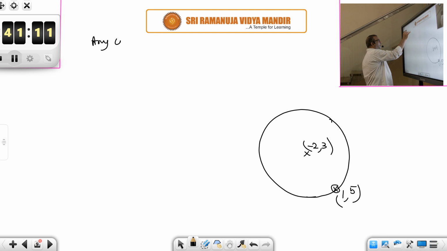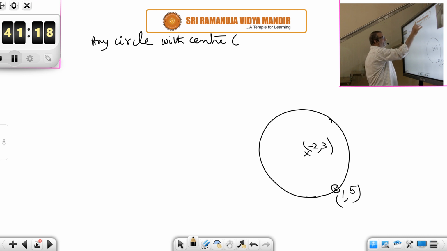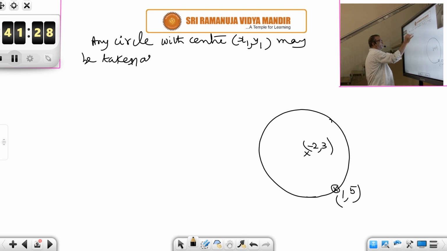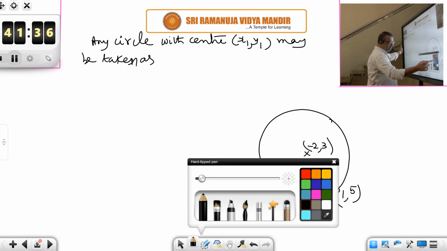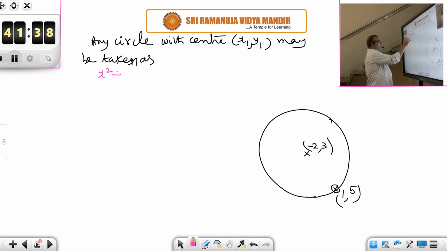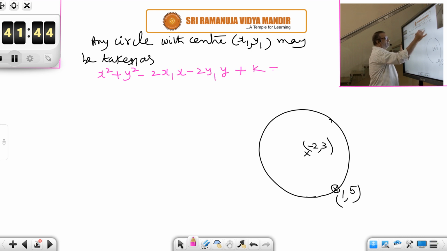Any circle, here I am giving you an important formula. Any circle with center x1, y1 may be taken as: suppose the center is given, a circle with center x1, y1, its equation may be taken as x square plus y square minus 2x1x minus 2y1y plus some k is equal to 0.